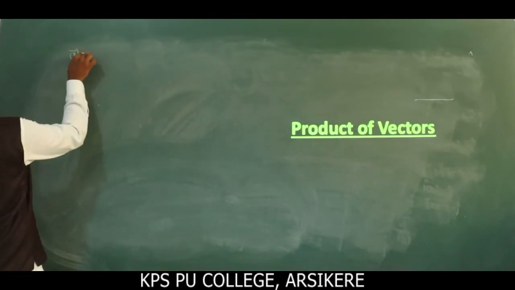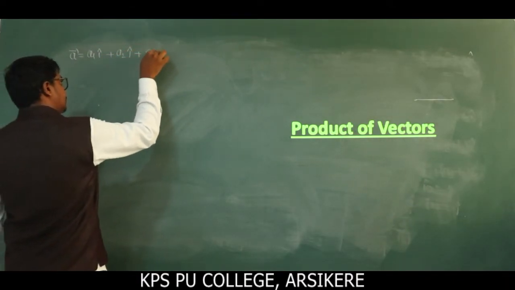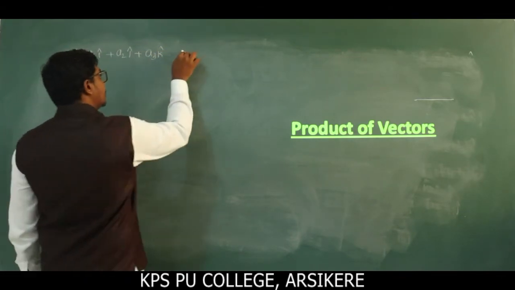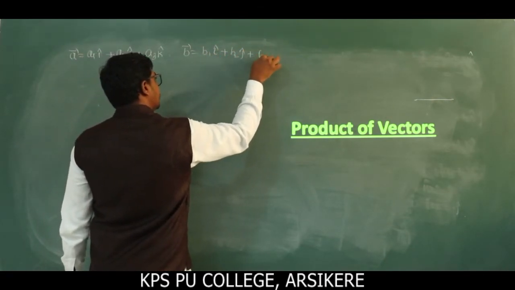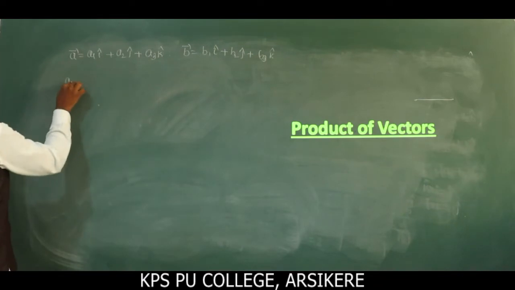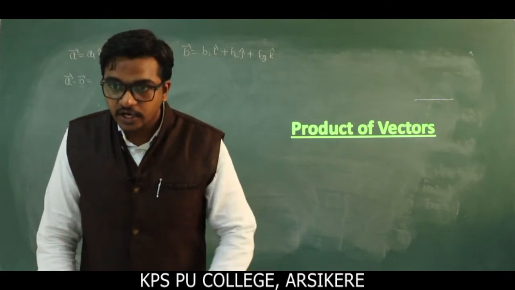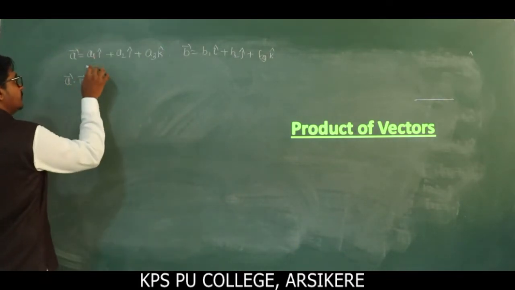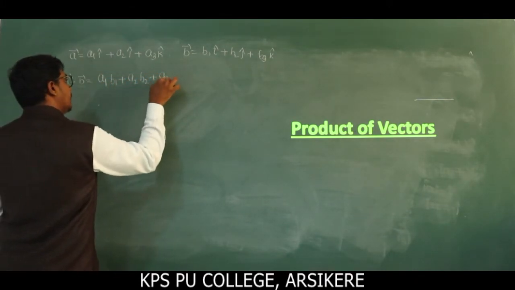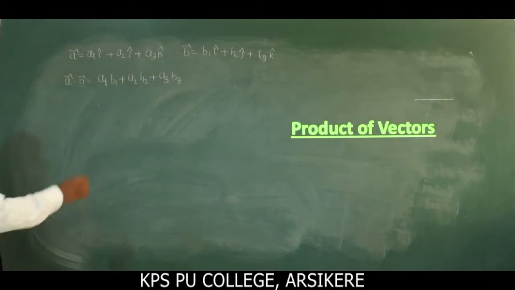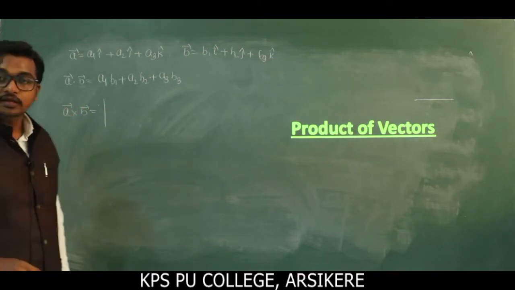When we have vector A equal to A1 into I cap plus A2 into J cap plus A3 into K cap, and vector B equal to B1 into I cap plus B2 into J cap plus B3 into K cap, vector A dot B we go component to component: I to I plus J to J plus K to K. So this is A1 into B1 plus A2 into B2 plus A3 into B3. Similarly, vector A cross B is equal to the first row followed by I, J, K.